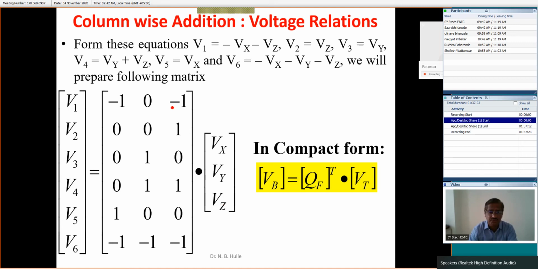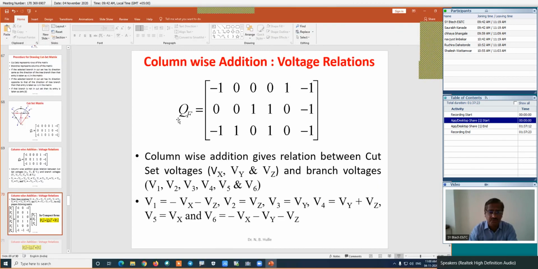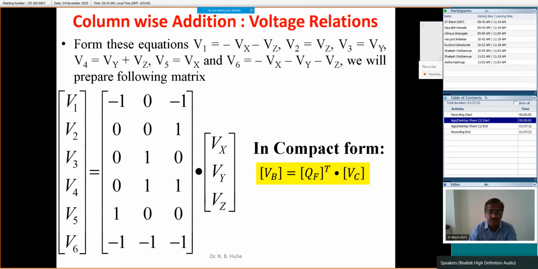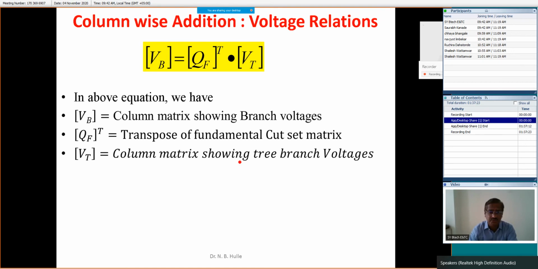Indirectly, if I write these equations in compact form, this Vb, which is nothing but the branch voltages, is equal to this matrix, the transpose of the fundamental cut set matrix, times Vx Vy Vz, which are nothing but the cut set voltages. That should be Vc, not Vt. In short, Vb is equal to Qf transpose into Vc. Going further, Vb is equal to Qf transpose into Vc.